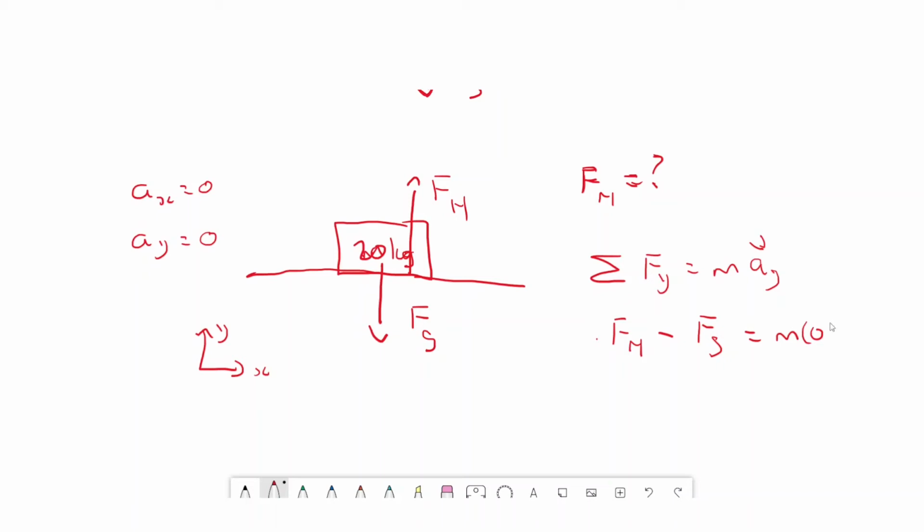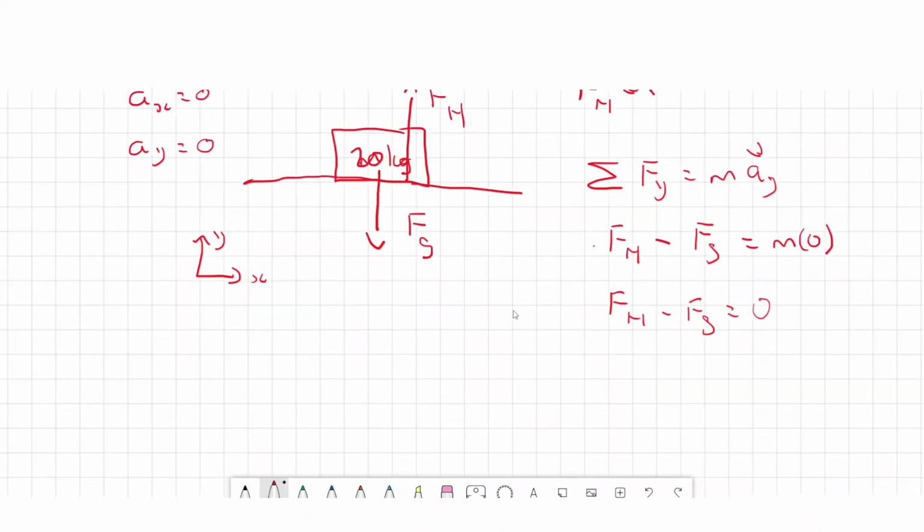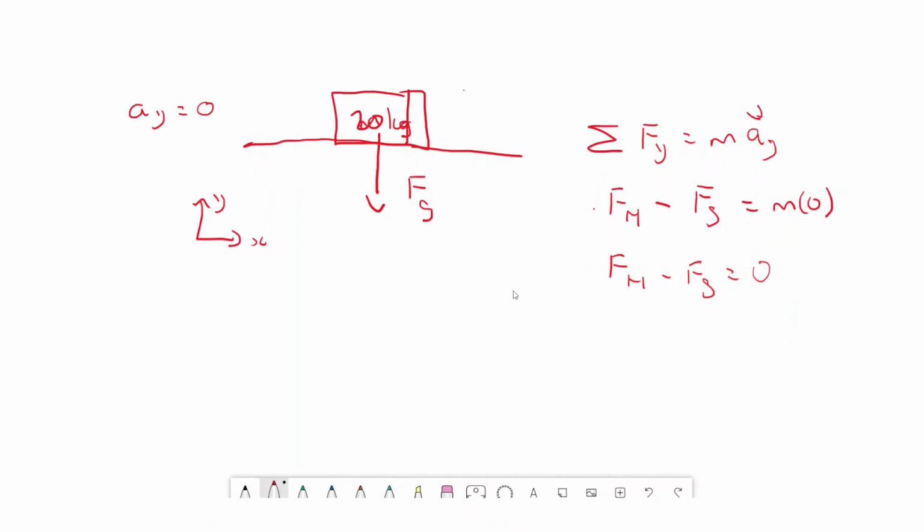So this is going to be multiplied by 0. It's a 0 vector, but I'm just going to write it as 0. Which means that Fn minus Fg is going to be 0. That's how I can actually find out what's going to be my normal force. Now let's see what's going to be my normal force. I can say then my normal force is going to be Fg. I'm going to take this, put it this side, it becomes positive. It's going to be Fg, which is going to be mg. Fn is going to be mg.